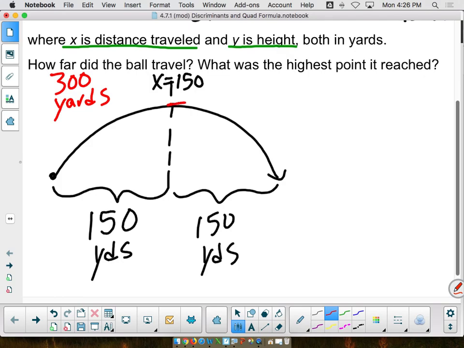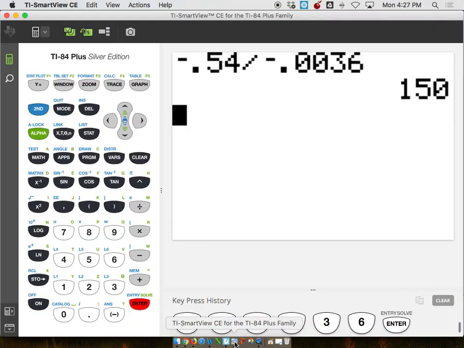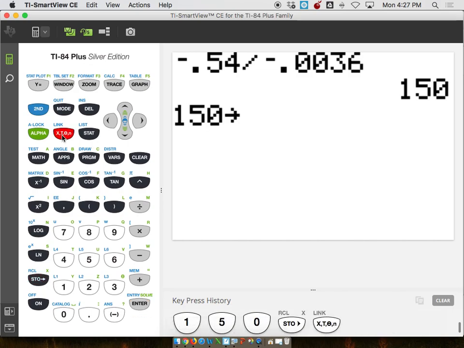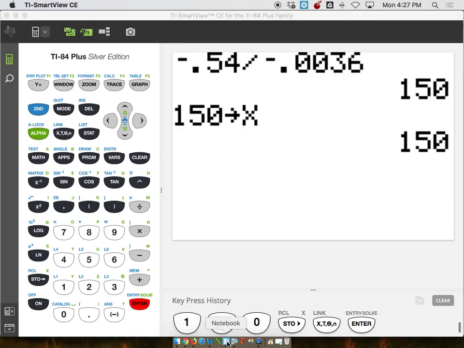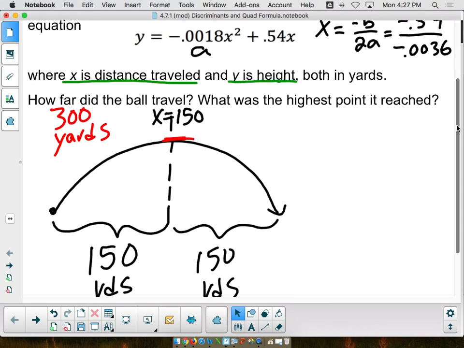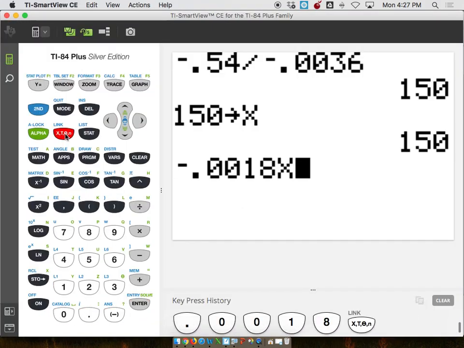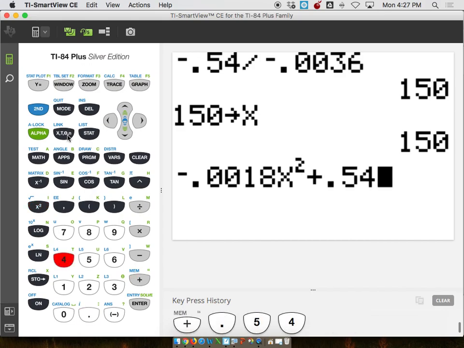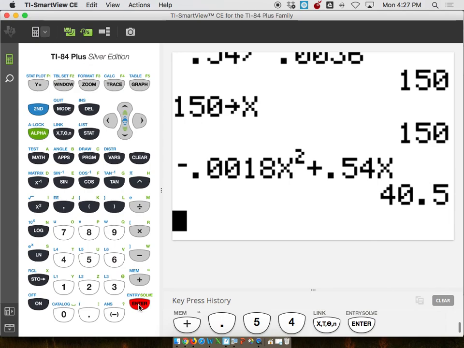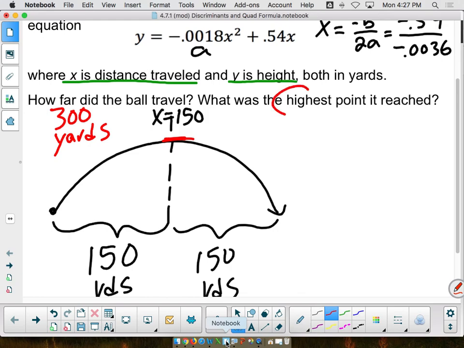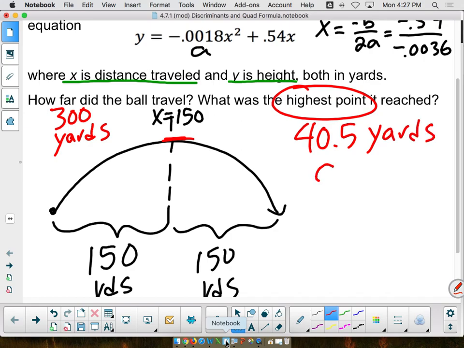Then to find the maximum height, the highest it got, we take 150 and plug that in for x. In our calculator, we say 150, store that as x, and then type the equation: -0.0018 x squared plus 0.54x. Hit enter, we get 40.5. So the maximum height, the highest point, was 40.5 yards above the ground.